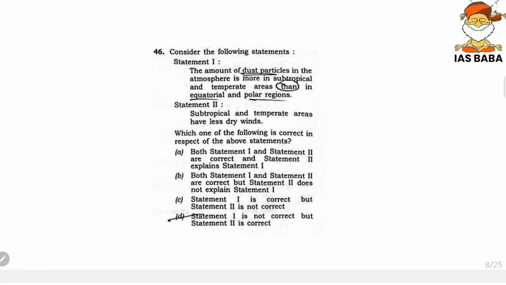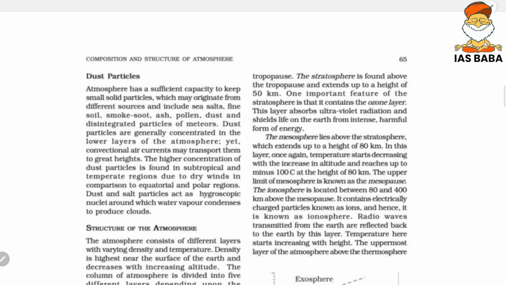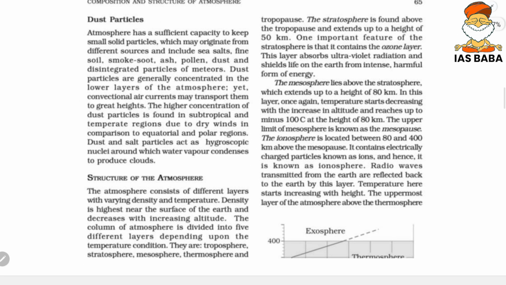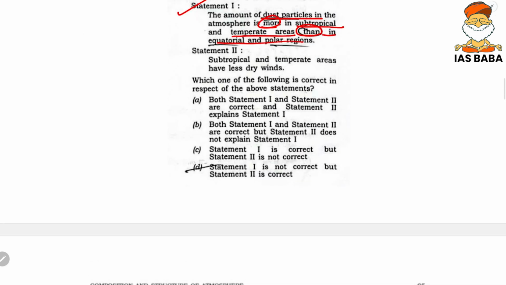Next, proceeding ahead with question number 46. Now this is also derived directly from the NCERT. You can see the statement. Consider the following statements. Statement number 1 says the amount of dust particles in the atmosphere is more in the subtropical and the temperate areas than in the equatorial and polar region. Is it true? Yes, absolutely it is true. And you can see this from this statement: the higher concentration of the dust particle is found in the subtropical and temperate region. Okay, so statement 1 is true.